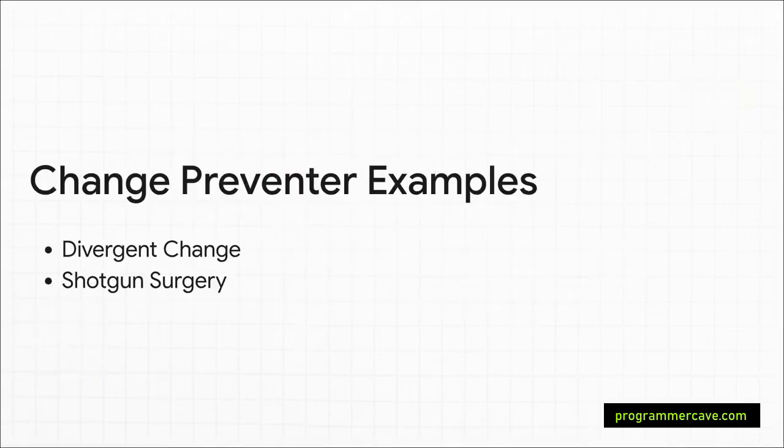And here we have 2 sides of the very same coin. With divergent change, you find yourself having to modify a single class in a bunch of different places just to make one logical change. The total opposite problem is shotgun surgery. That's where one tiny change forces you to make little edits in many different classes. Both of these are massive red flags that your code is becoming a nightmare to maintain.